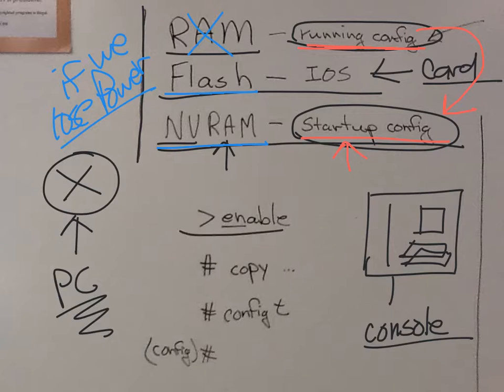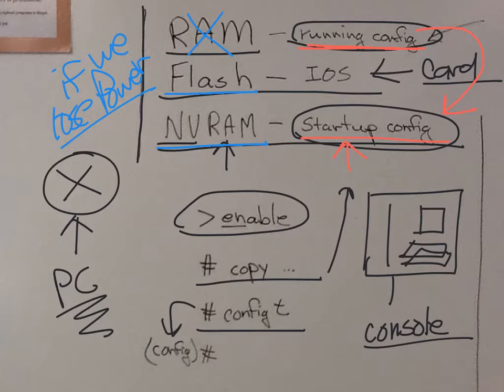Once we're in, we can type enable, and then here's where I explain the process up here. We do a copy run start, copy running config to startup config. If we're going to configure, we can go config T, and then that puts us in configuration mode, and there's actually different levels once we're in there.